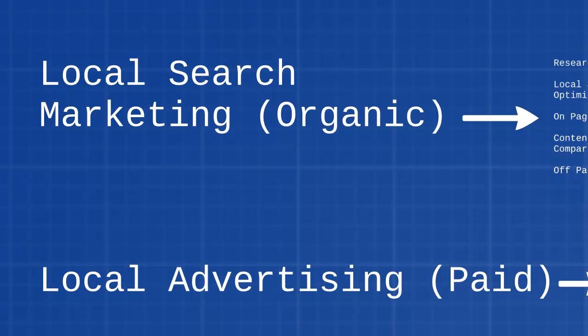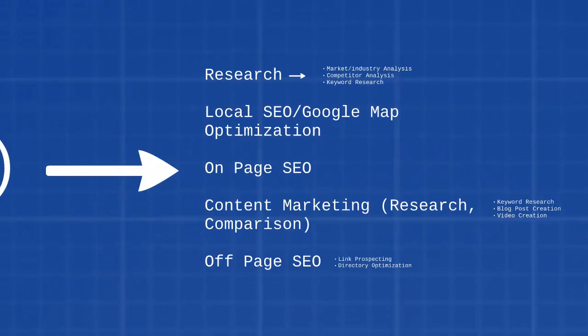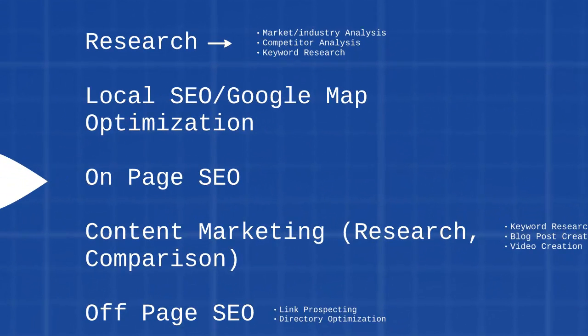But let's dive in first to local search marketing. First of all, it's broken down for us in 5 phases. Number 1 is the research phase. Number 2, what we call the local SEO and Google map optimization section. There's on-page SEO, and then there's content marketing, and then off-page SEO.